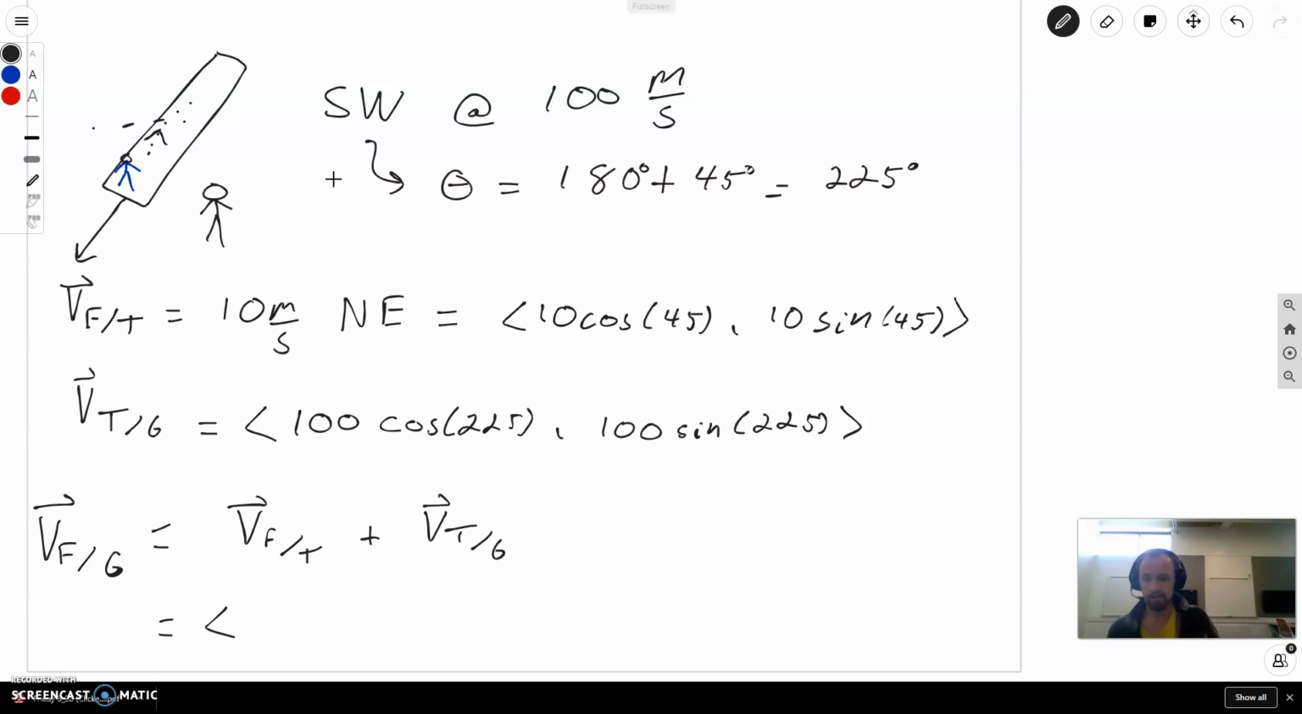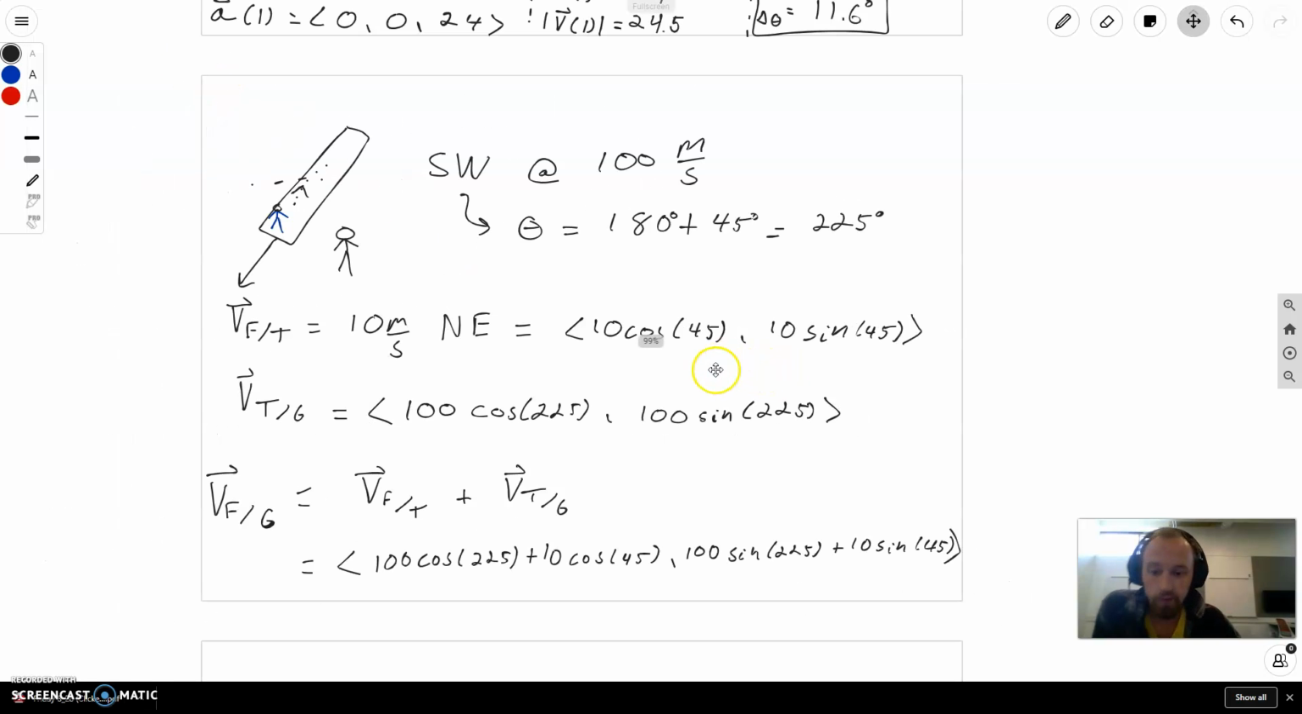So for my x coordinate, I'll get these two summed together. So I'll get 100 cosine of 225 plus 10 cosine of 45, comma 100 sine of 225 plus 10 sine of 45.